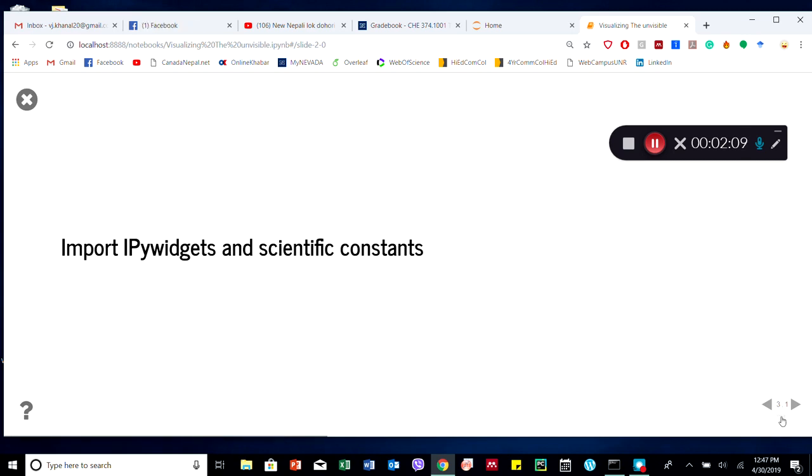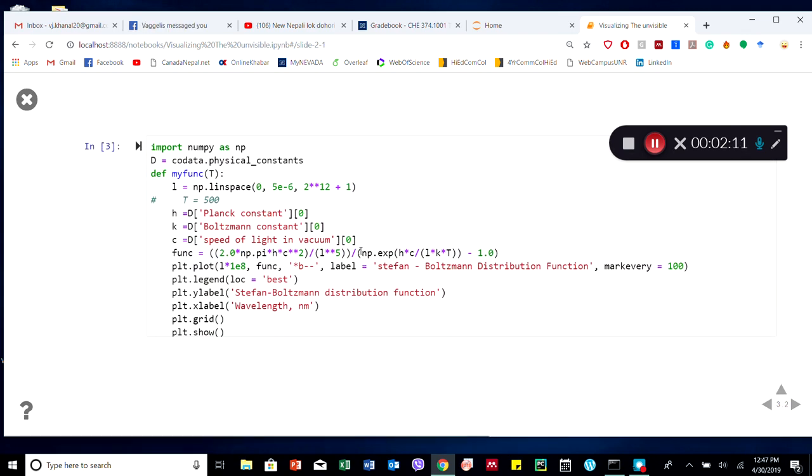In particular I'm using IPyWidgets, and you can see I've imported constants, these physical constants. This is the same complex function, the irradiance function, Planck's distribution function, and these are the commands for plotting accordingly.